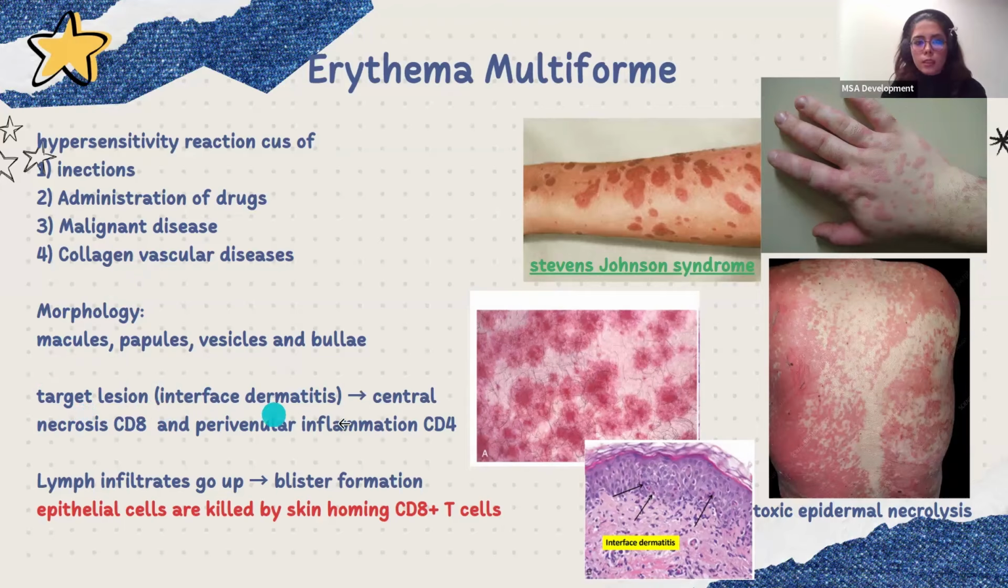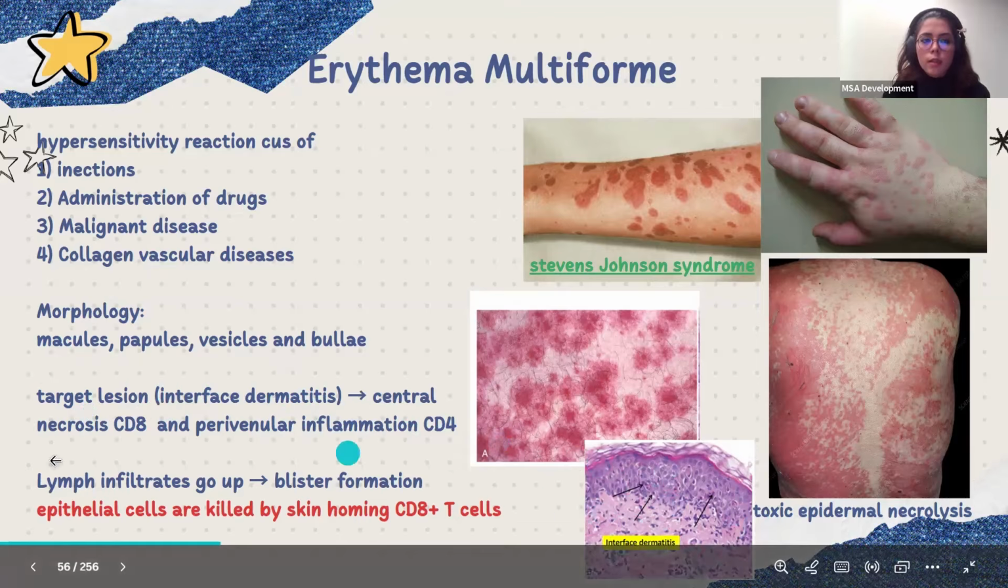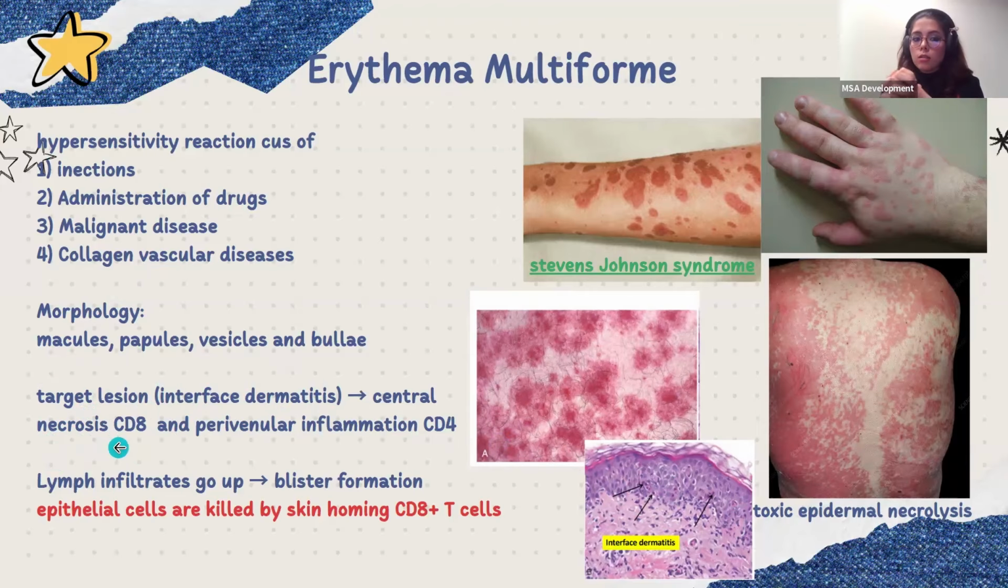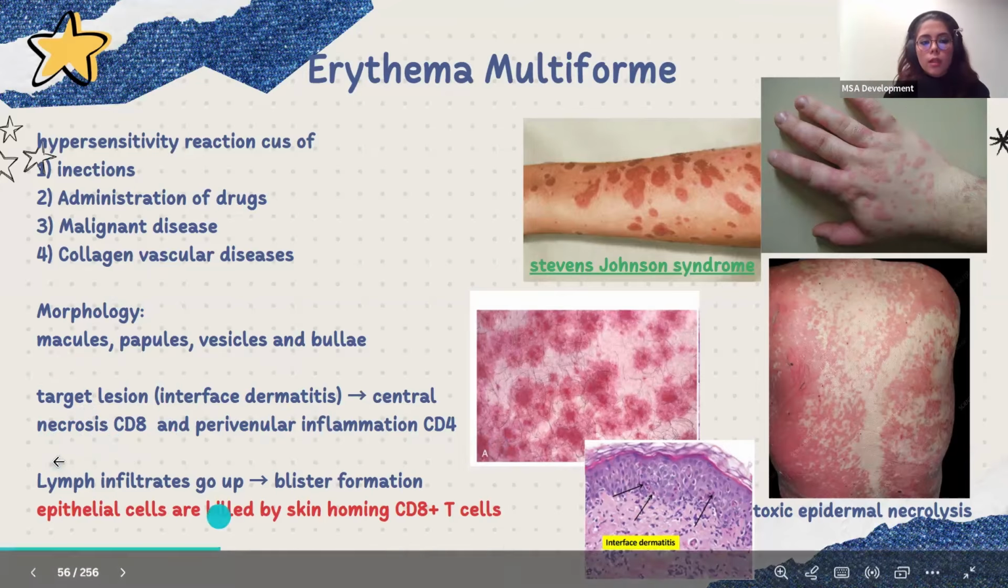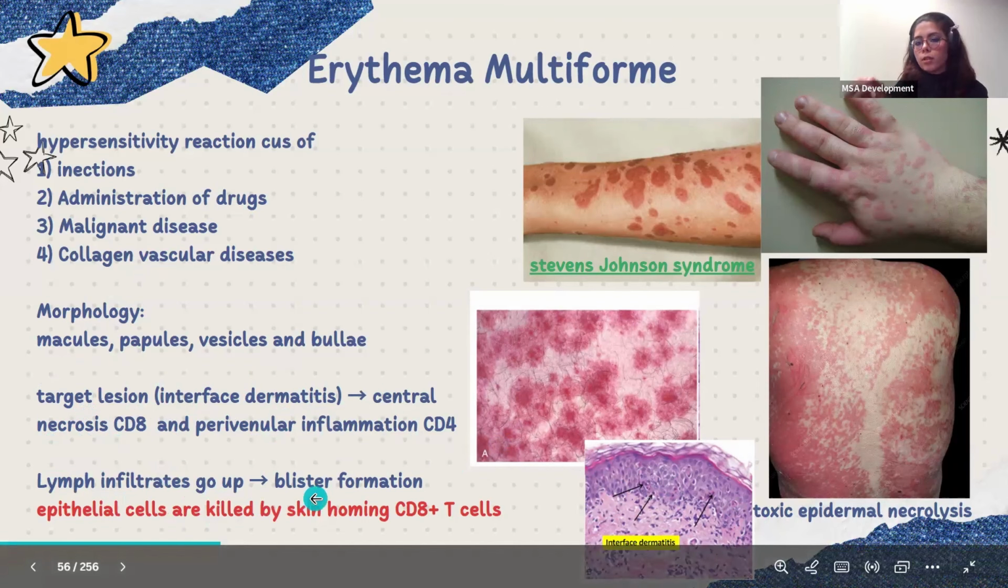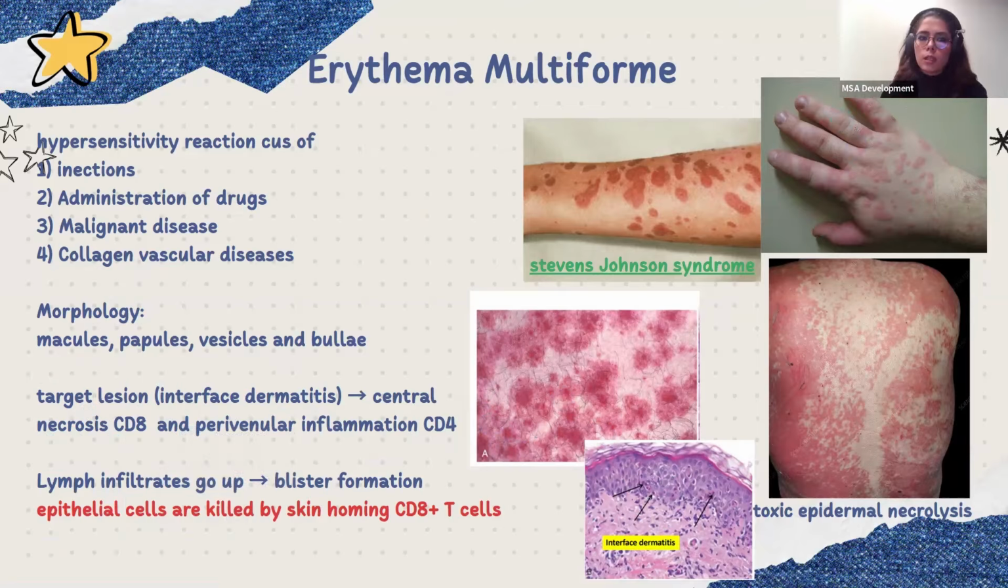Interface dermatitis. I'll show you what the slides look like. Central necrosis has CD8, and perivenular inflammation is CD4. The lymph infiltrates go up, causing a blister. Epithelial cells are killed by skin-homing CD8 positive T cells. It's a reaction. It's a reaction because of something, and that something is usually drugs. This is what it looks like.